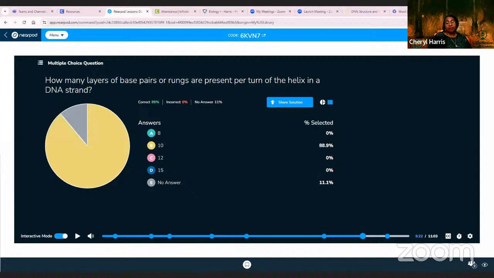Okay. All right, most of you are getting it. It's every 10 base pairs, it's going to repeat and make that ladder twist.